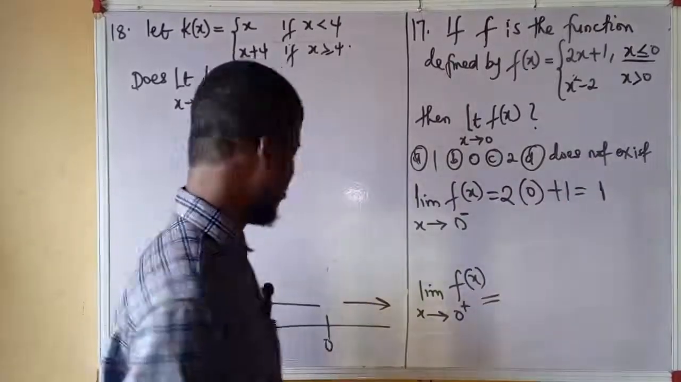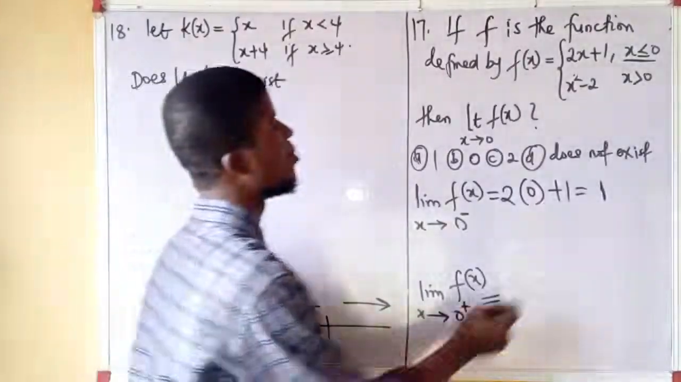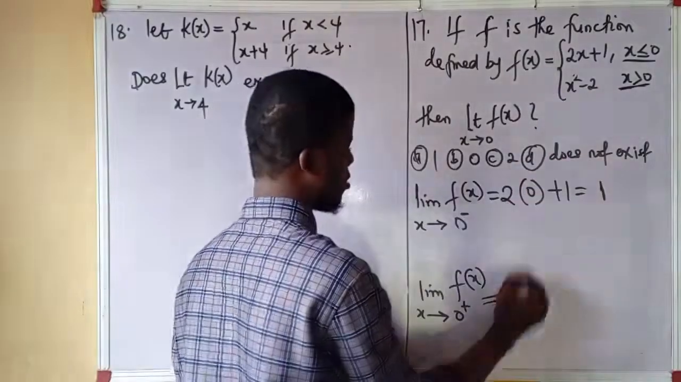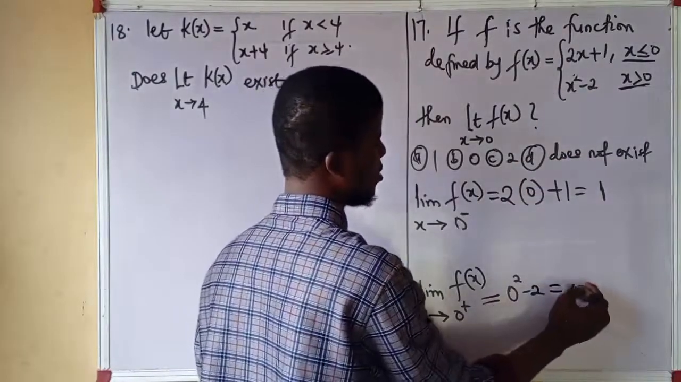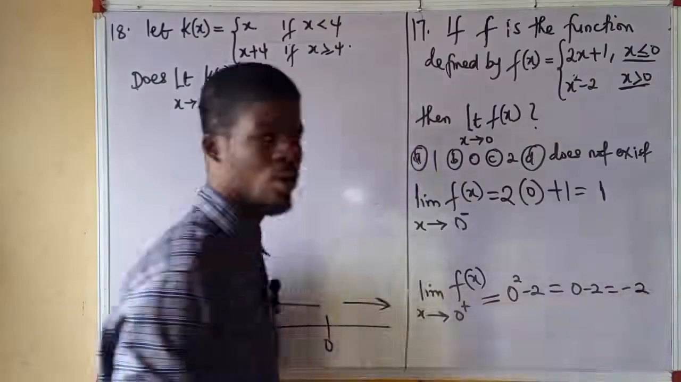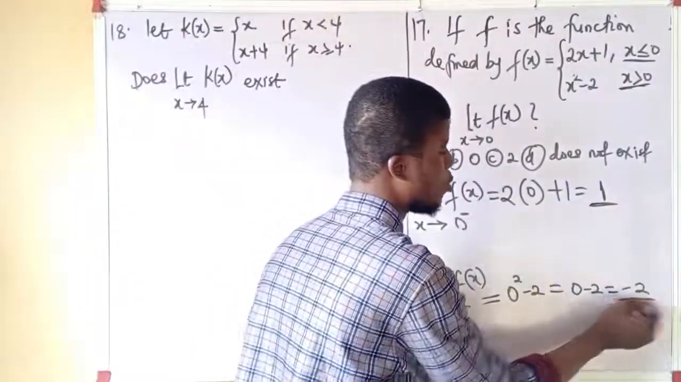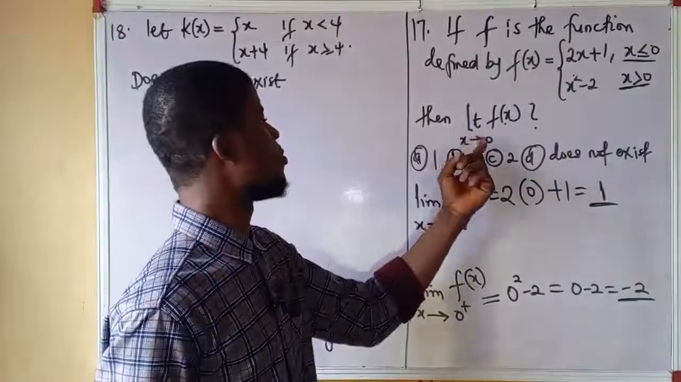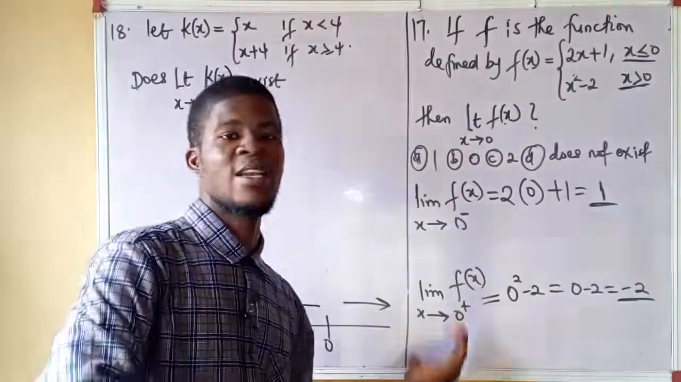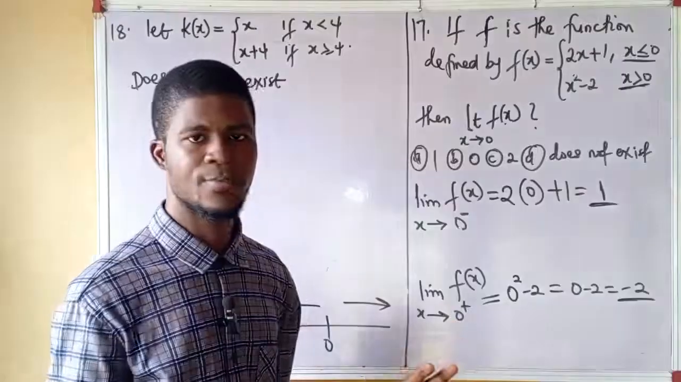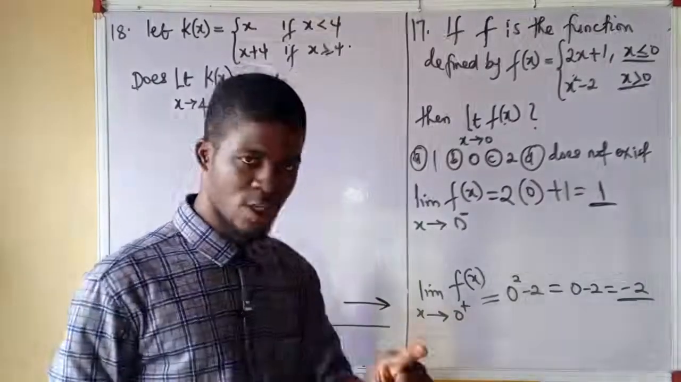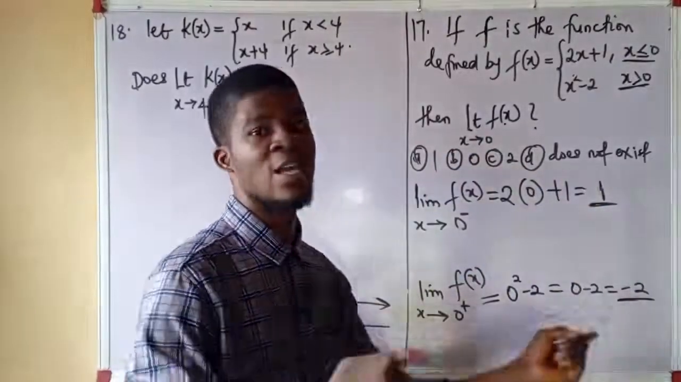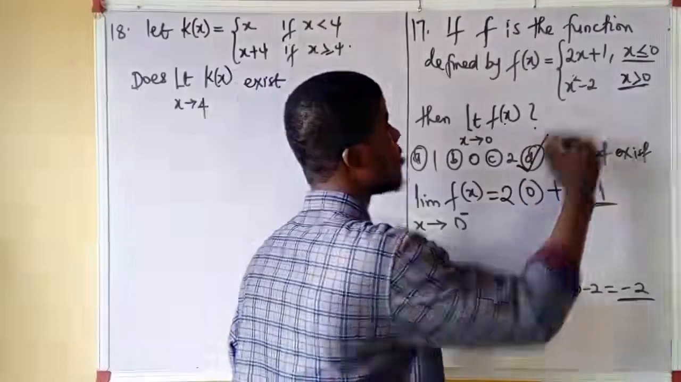What about from the right? From the right, it means numbers bigger than 0. So I'm coming here now. This is where I have x greater than 0. So I'll plug in 0 here for x. That's 0 squared minus 2, and that's 0 minus 2, which is what? Minus 2. What do you observe? 1 is not equal to minus 2. They are not the same. It means that the limit of f of x as x approaches 0 from anywhere, that is from either the left or the right, does not exist. Because there is a discontinuity at x equal to 0. Both left and right hand limits are not equal, so it does not exist.